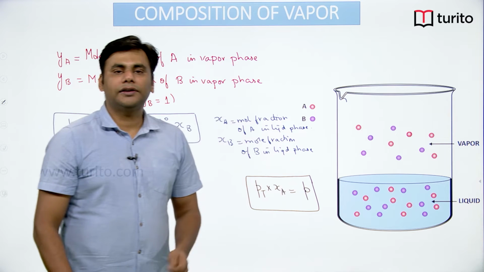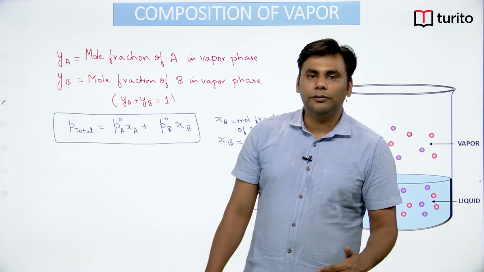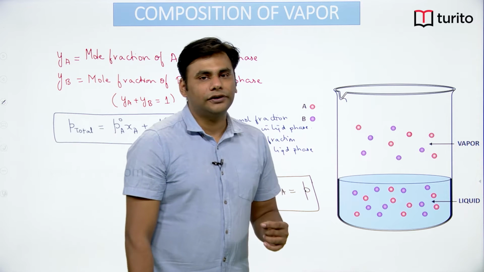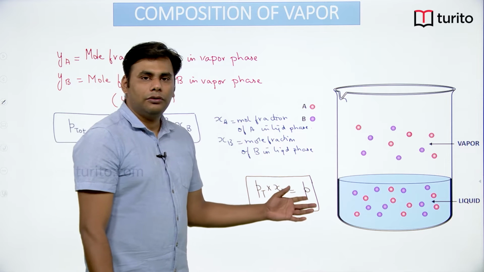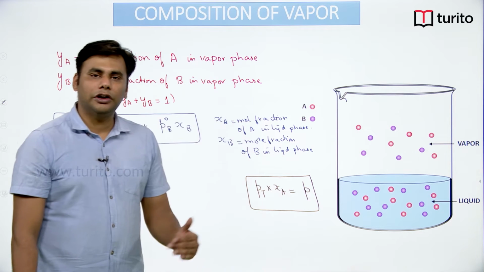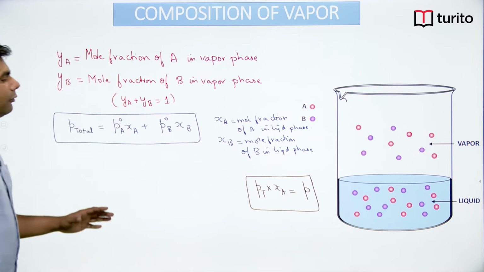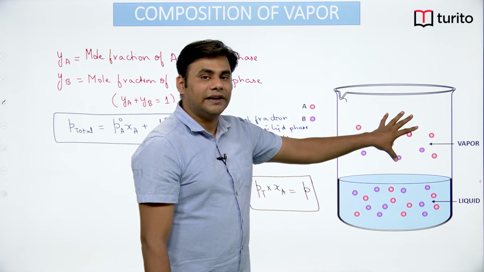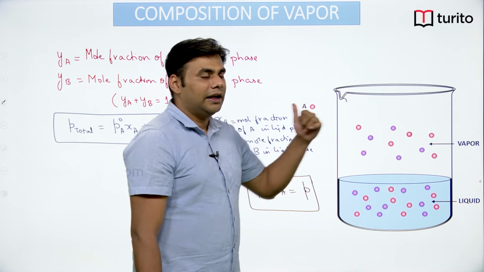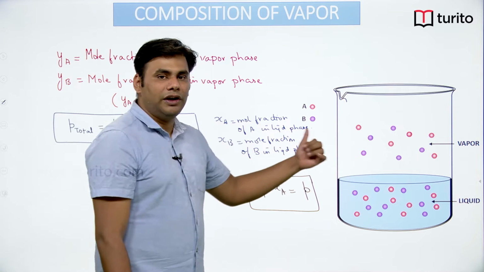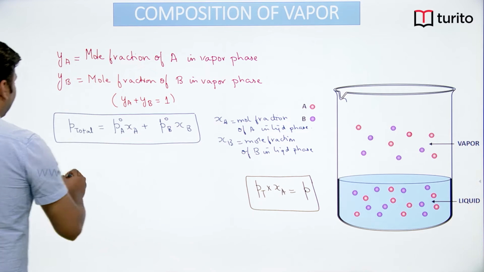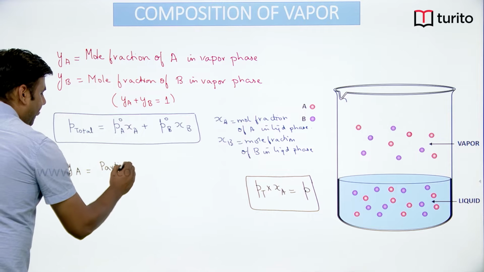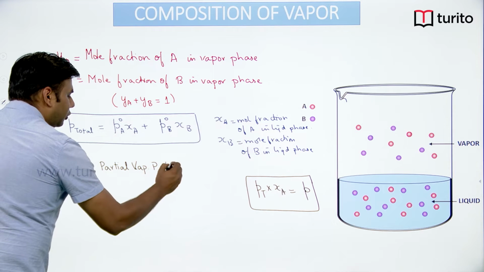Dalton's law says that if there is a mixture of gases, then the pressure exerted by the mixture will be equal to the sum of their partial pressures. Dalton's law of partial pressure is true for all those gases which do not react chemically. So partial pressure is total pressure into mole fraction. If we apply Dalton's law here, we know the total pressure exerted by the vapor, and we also know the pressure exerted by the individual vapors. The pressure exerted by A would be P naught A XA, and the pressure exerted by B would be P naught B XB. So YA in this case would be equal to the partial vapor pressure of A upon total pressure.